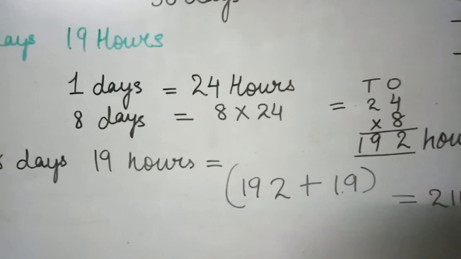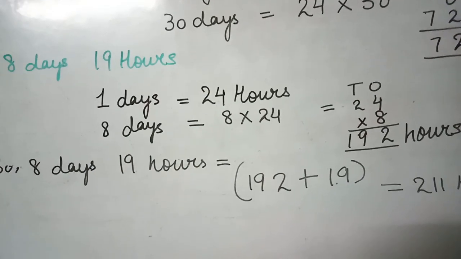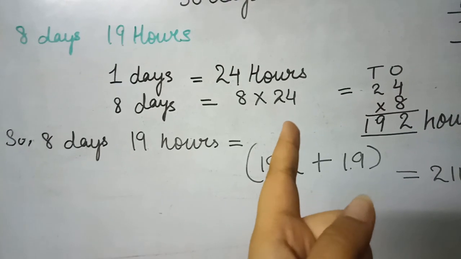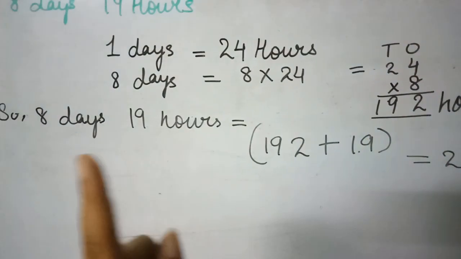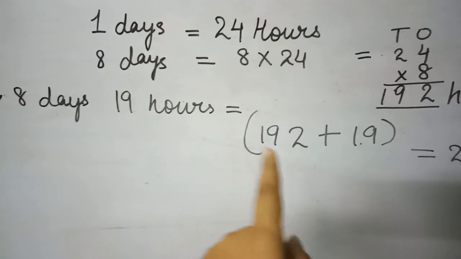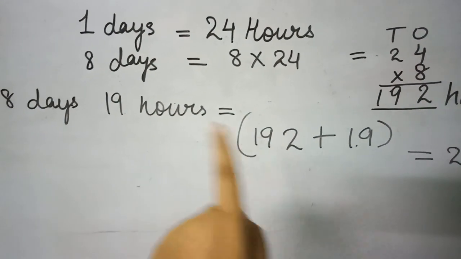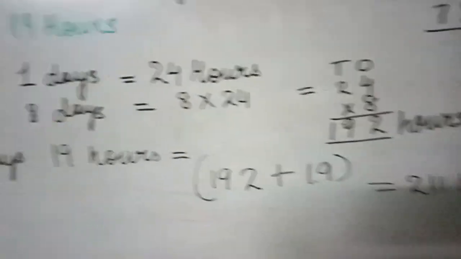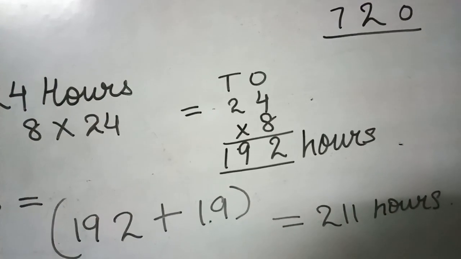Okay, so just look. 1 day is equal to 24 hours. 8 multiplied by 24 hours, we have multiplied this and we got 192 hours. Then 8 days 19 hours: 192 plus 19 hours equal to 211 hours. So the answer of 8 days 19 hours converted into hours is equal to 211 hours.